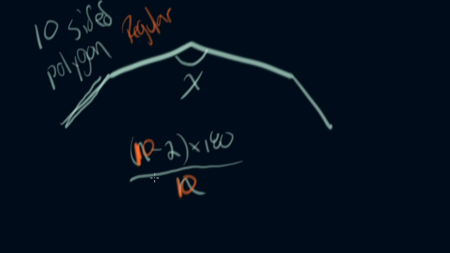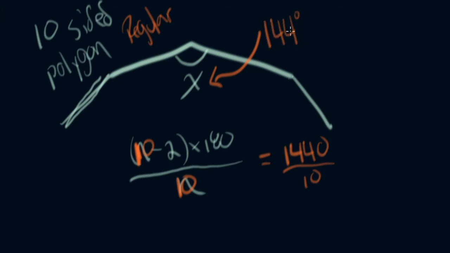And then you have to go 8 times 180, which gives you 1440. Yes, I just used a calculator for that because it's way too early in the morning when I'm filming this. So 1440, and I'd also divide it by 10, that's the number of sides. And you have 144. So this x would be 144 degrees. So these are the kinds of questions where you're going to be using those basic formulas and applying them to all types of polygons.